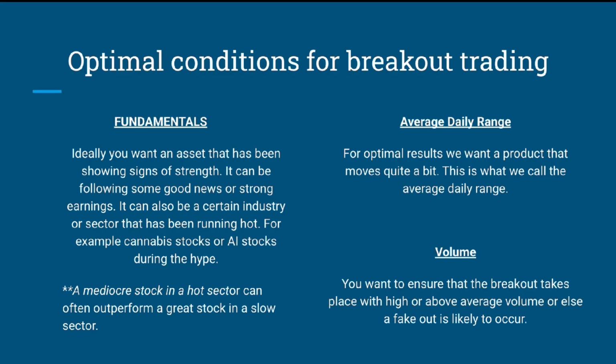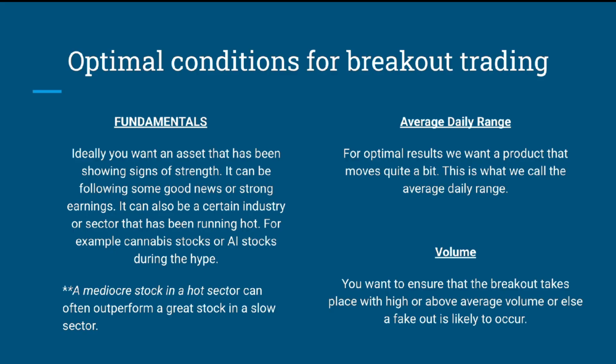So the optimal conditions for breakout trading. First and foremost, fundamentals. Now for the sake of the examples, I'm going to be talking about buying rather than shorting. In some cases, you just have to flip it the other way when it comes to shorting. But yeah, part one is fundamentals. So the optimal conditions: ideally you want an asset that has been showing signs of strength. Obviously for shorting, that would be signs of weakness.